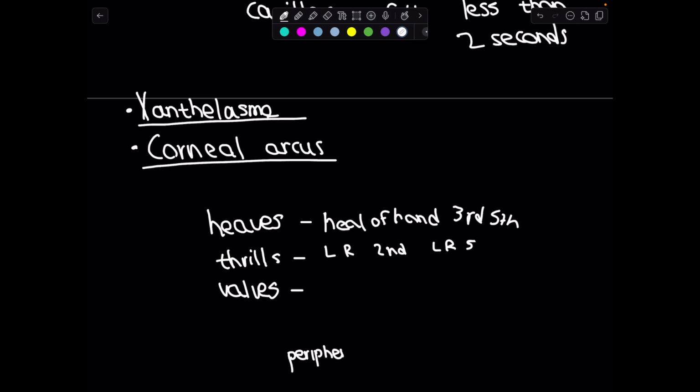All right, let's make it crystal clear. To check for thrills, use the heel of your hand to feel for vibrations at the aortic area. I understand. I remember the second, the fourth and the fifth. I just don't know, when you say parasternal left, the location is the problem. I understand the x-axis, it's the y-axis that's the problem.